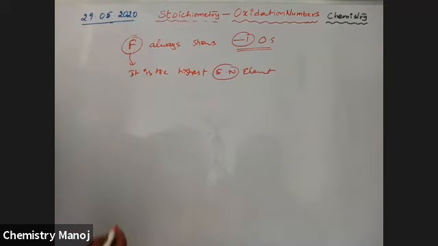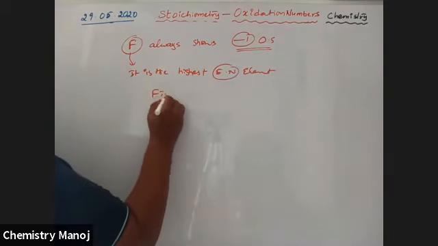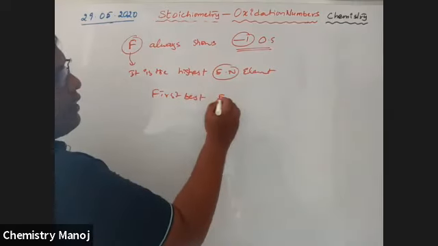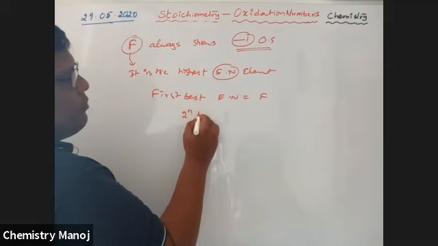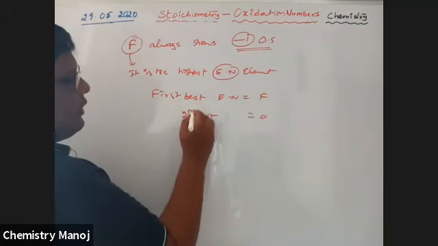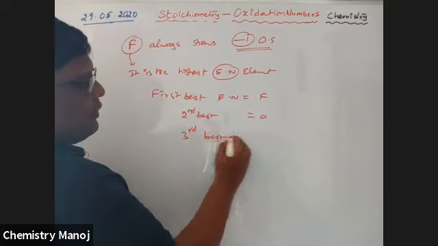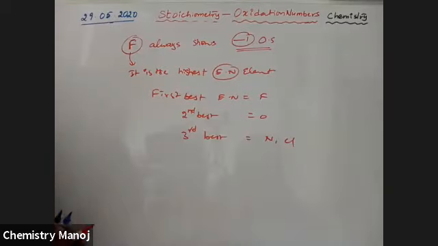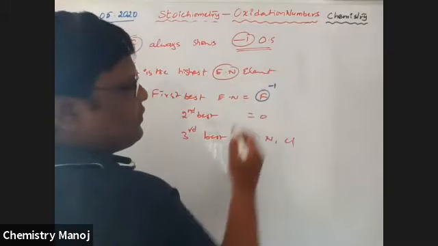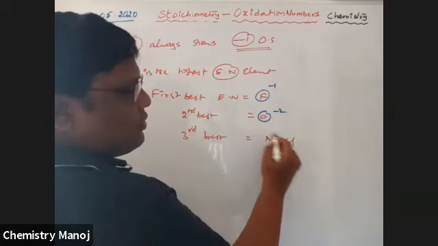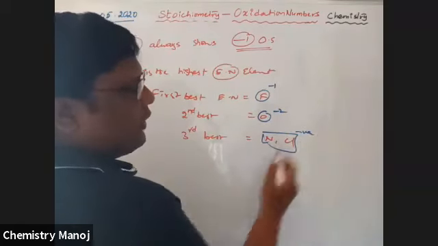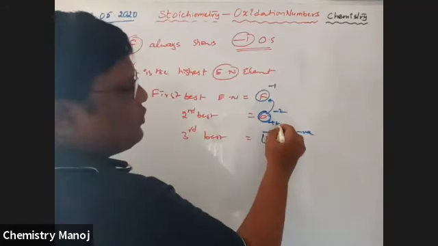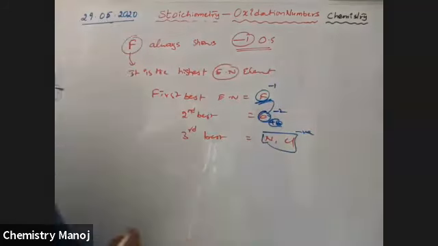Okay, so it is the first best. First best electronegative element is fluorine. Second best is oxygen. Third best is nitrogen and chlorine. That means fluorine always shows -1, oxygen shows -2. So these also show negative, but oxygen with fluorine shows positive, because fluorine is always negative one. So these are the very, very important conditions towards fluorine.